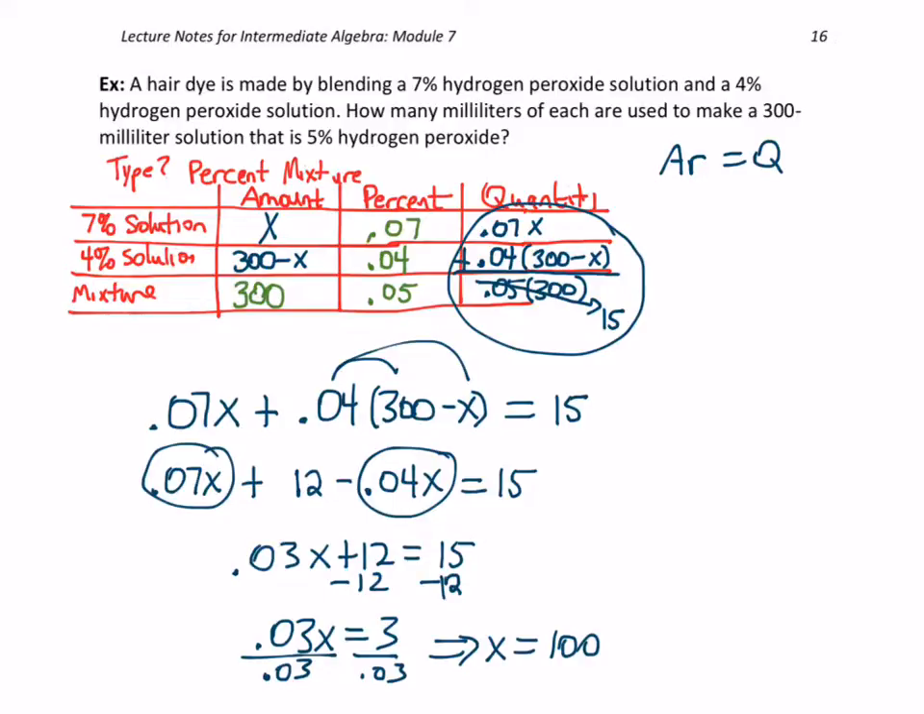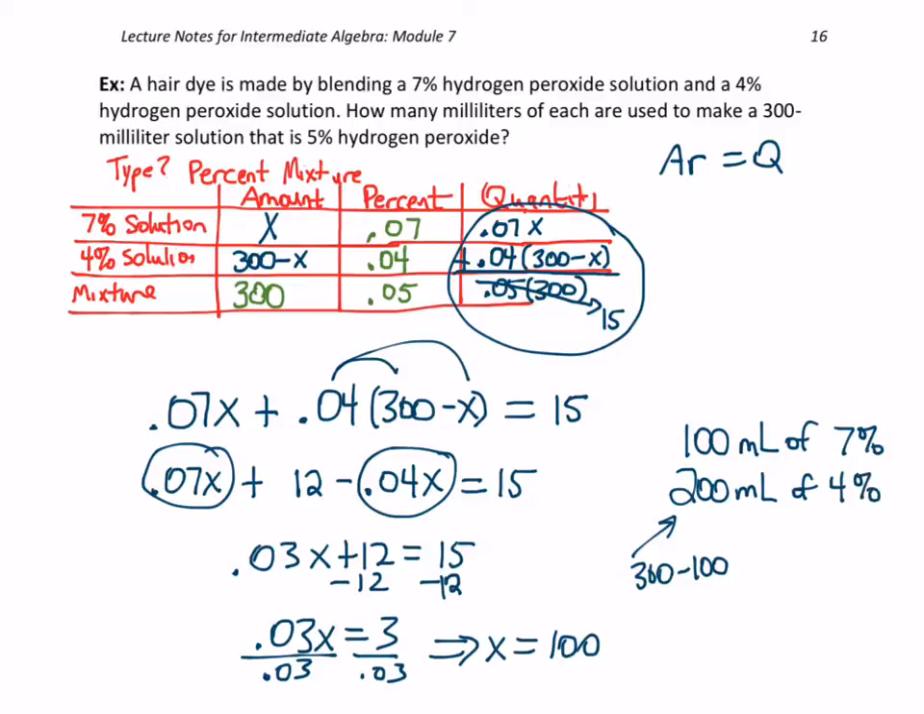So now, using that up here, in this block and this block, I can answer the question of how many of each do I need. I need 100 milliliters of 7% solution and 200 milliliters, that's 300 minus the 100, of the 4%. And there you go.